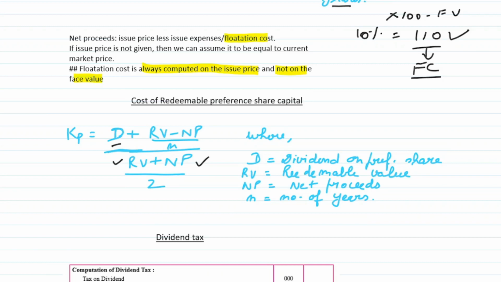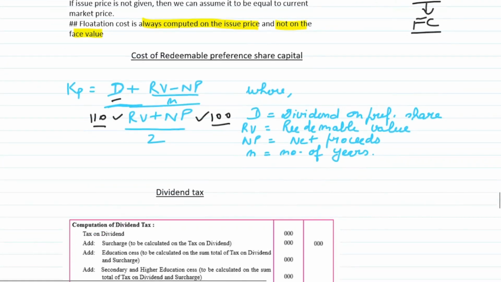Let's understand with an example. For example, the preference share capital was issued at say 100, but it is supposed to be redeemed at say rupees 110. Since this cash flow is very uneven in nature, at the time of redemption it will be 110, whereas when it was received it was only 100. So we have to average this out. Hence we divide this by 2. Right? So this is the formula for redeemable preference share capital.